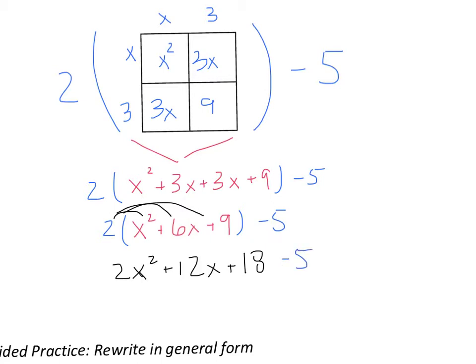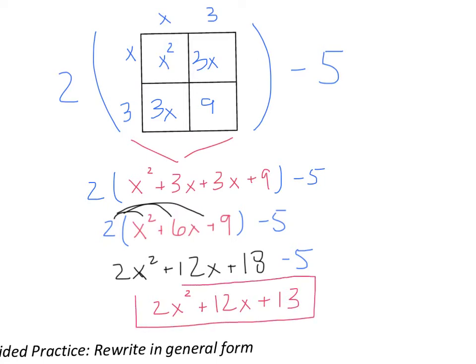And our very last step is to combine our constants here, which is a positive 18 and a negative 5. And when we do so, we get 2x squared plus 12x plus 13. So now we are in ax squared plus bx plus c form, where a is 2, b is 12, and c is 13.